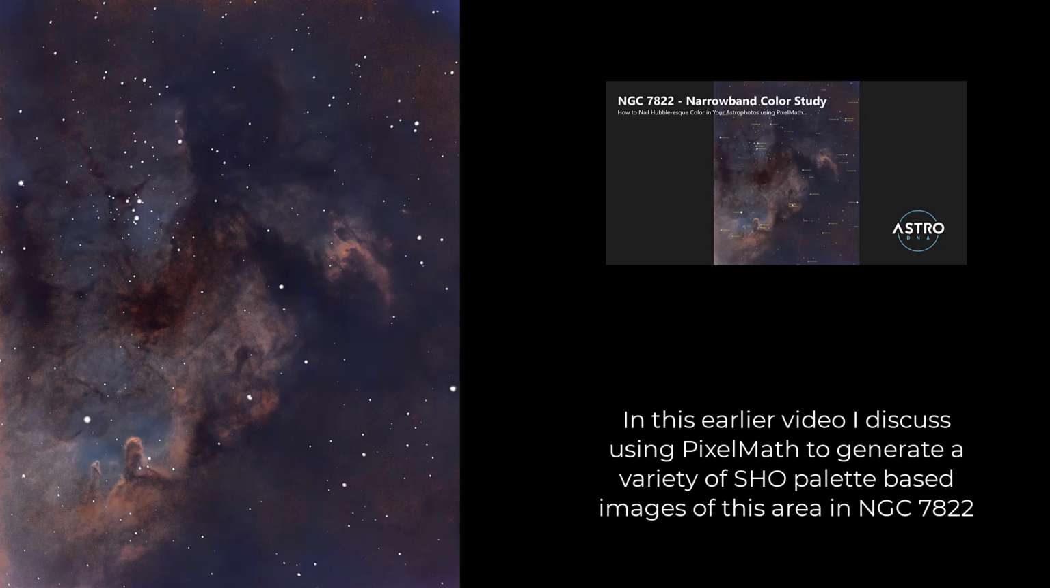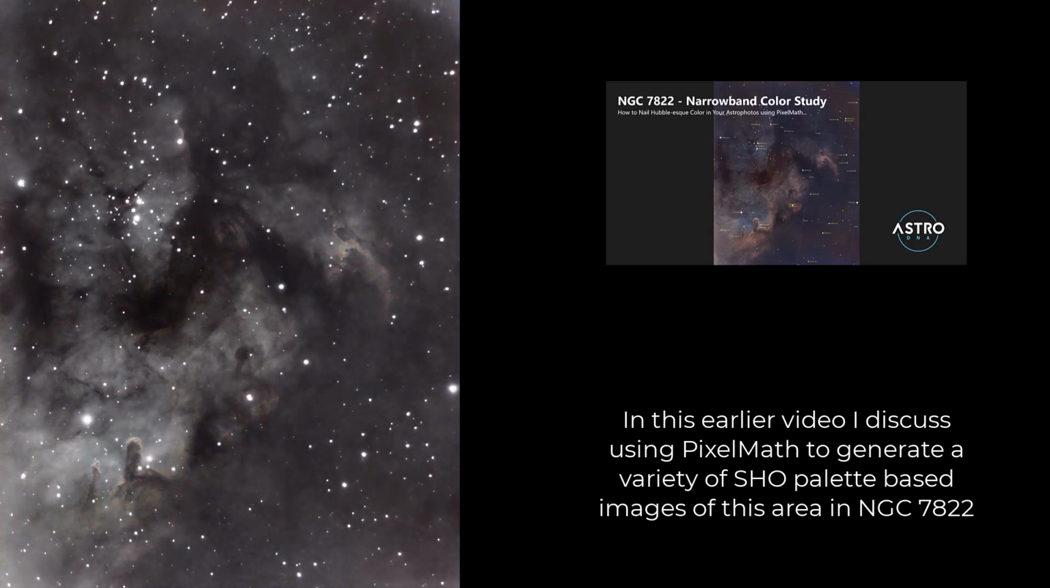Now, I share this really more as a reference to a prior video I did on how to do color studies for narrowband show palette images, and I use NGC 7822 as the example. So I'm going to leave a link to that video in the description below.